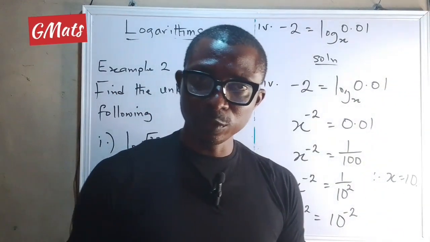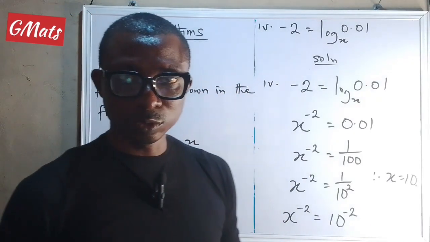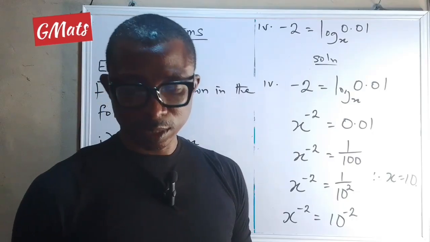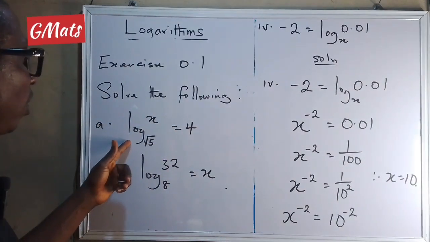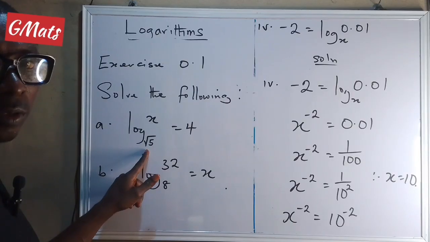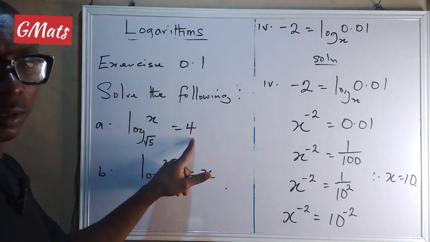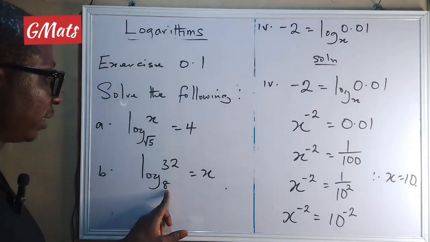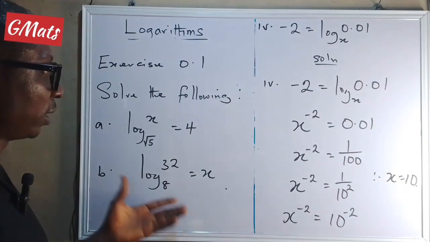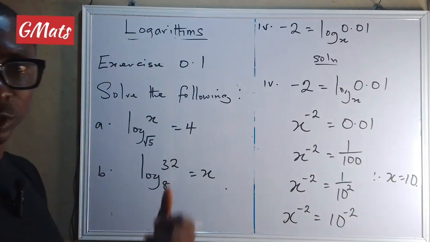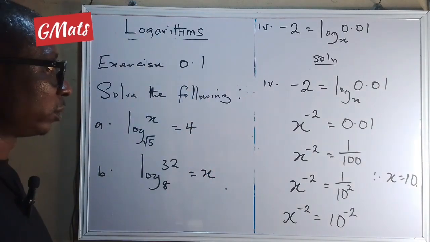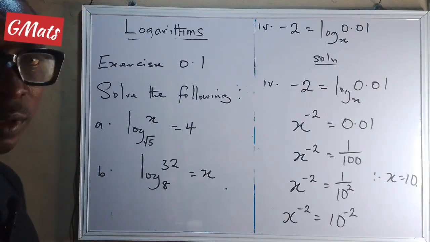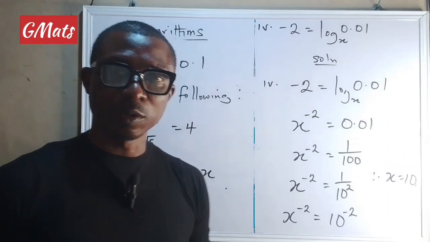So I'm going to give you something similar to this. I want you to try it and let me have your answer in the comment section. Now let's solve the following: log of x base square root of 5 equals 4, and log of 32 base 8 equals x. Just use the approach we used to solve the examples. Once you solve, let me have your answer in the comment section.